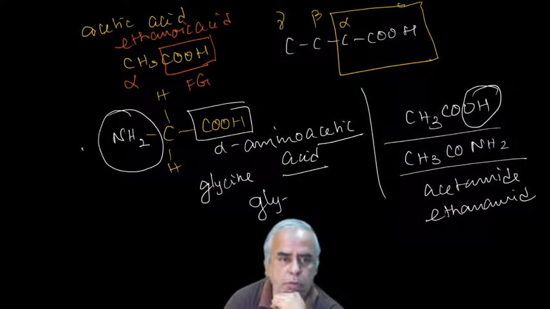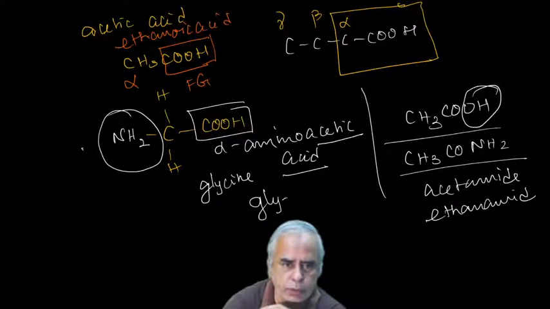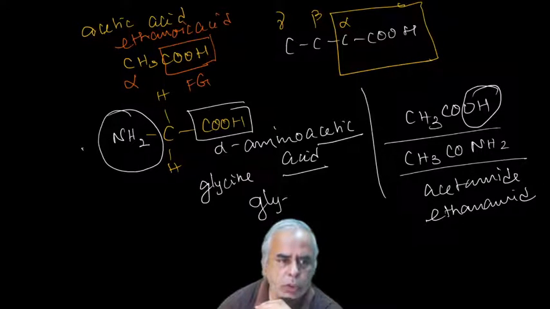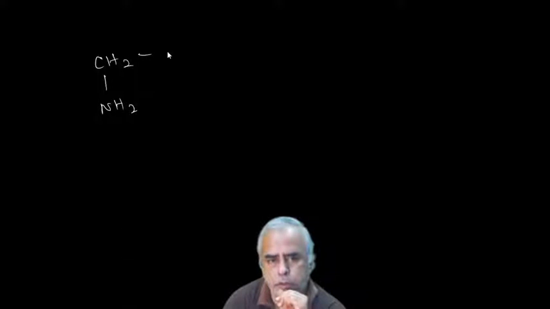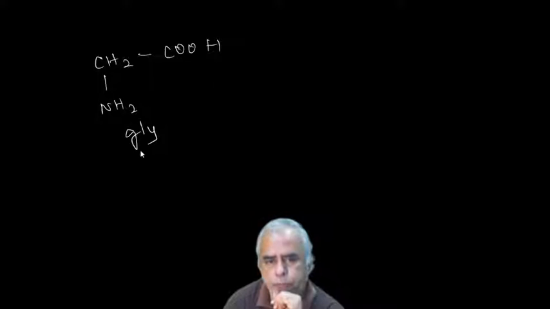Okay, so let us move further. So I was talking about this glycine. This glycine unit can be combined like this. This is called amino acid. Let me take CH2, NH2, COOH. So this is called glycine or gly.